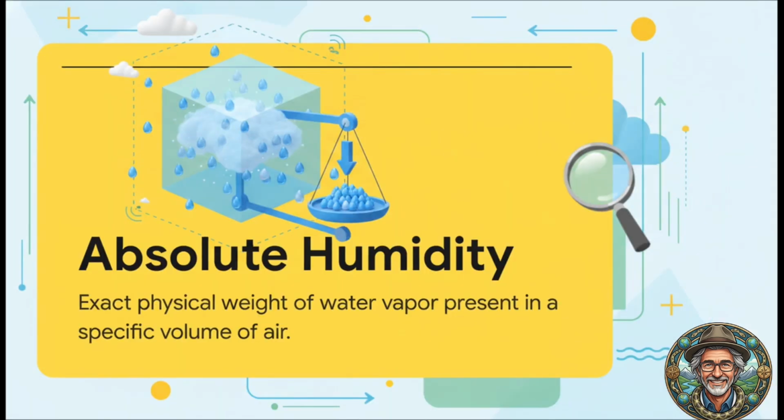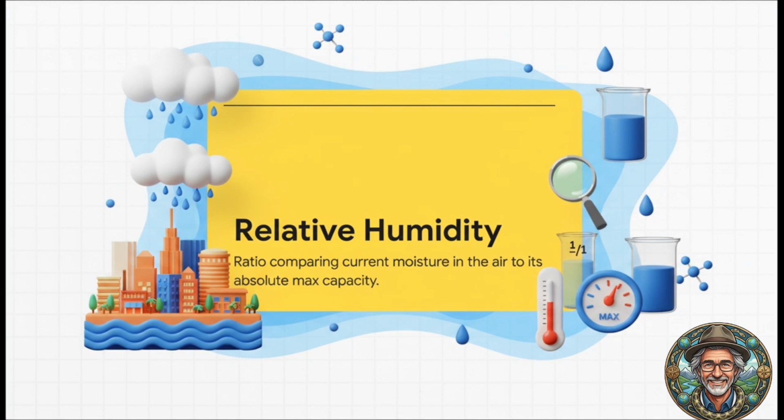To truly understand moisture, we have to grasp two completely different types of humidity. First up is absolute humidity. I want you to imagine a 3D block of the atmosphere, just a floating box of air. Absolute humidity is the literal, precise physical weight of the water vapor physically floating inside that specific block. But relative humidity, that is entirely different.